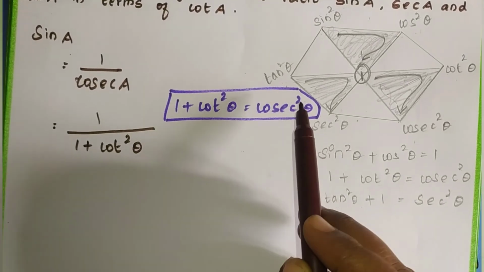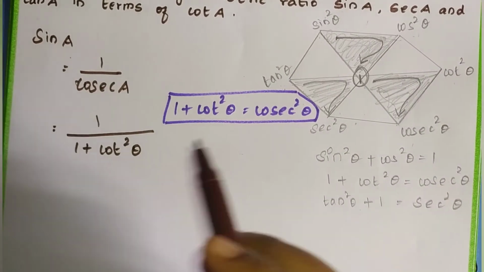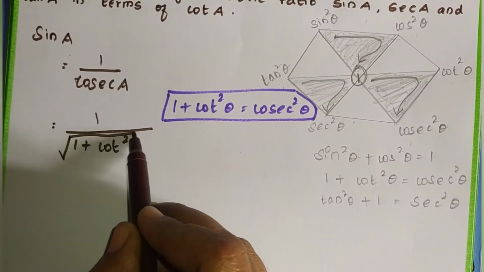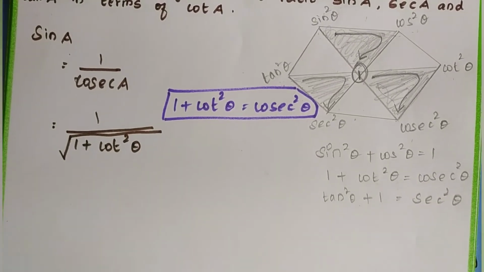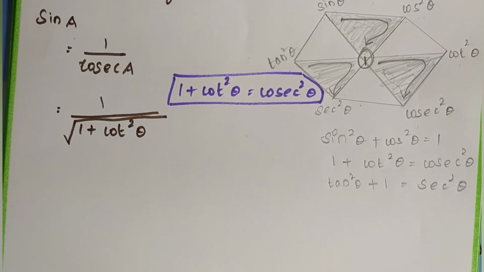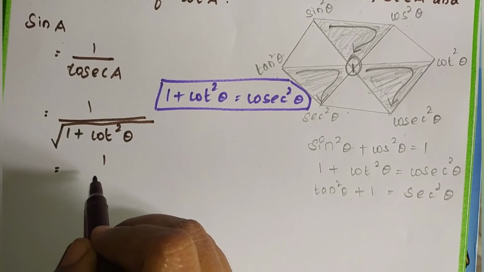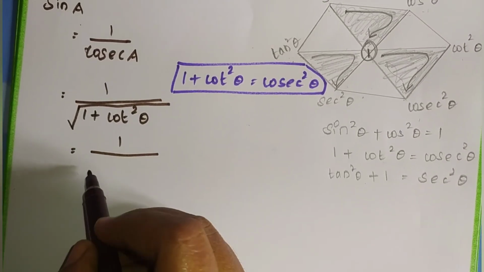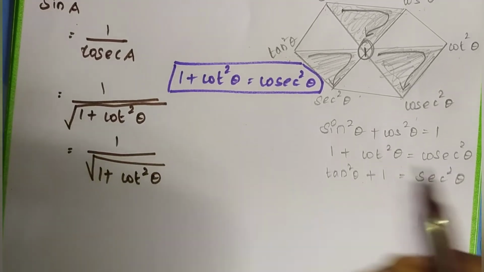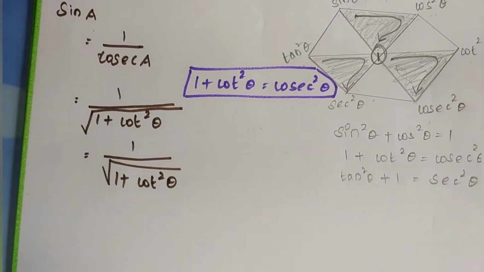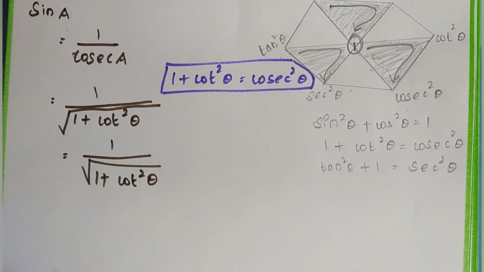So you have to shift this square to this side. Then what will you get? Root of 1 plus cot square theta. So what is the answer? 1 divided by root of 1 plus cot square theta. So we expressed sin A in terms of cot.